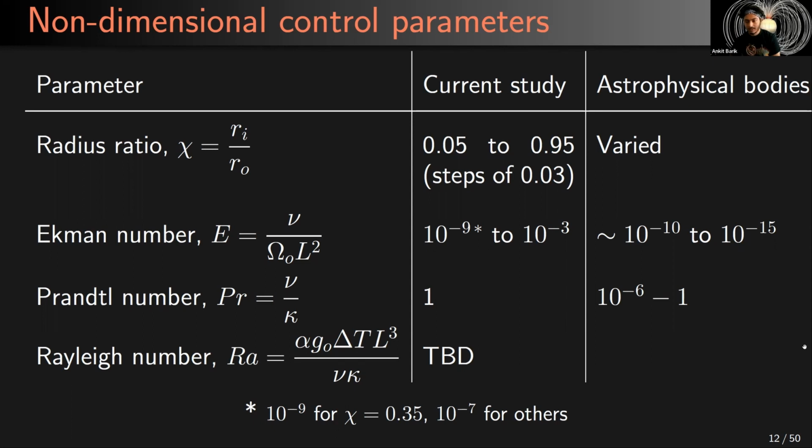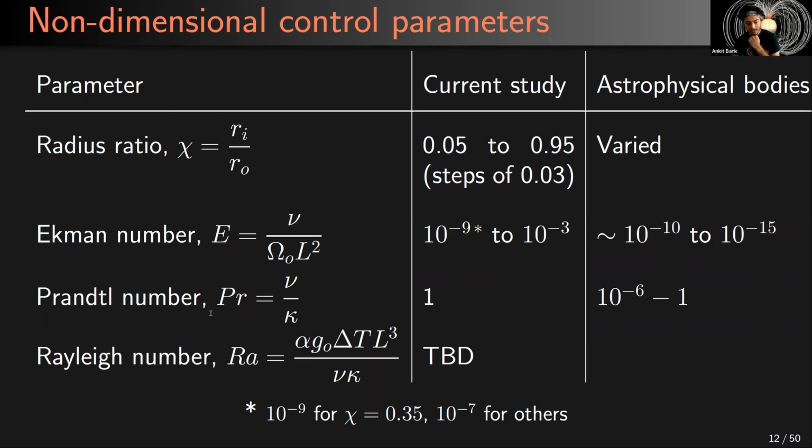The Ekman number, which gives the ratio of viscous drag to Coriolis force, usually varies from somewhere around 10 raised to the power minus 10 to 10 raised to the power minus 15 in astrophysical bodies. Can probably go lower if it's really rapidly rotating. In our study, we go down to 10 raised to the minus 9 for an Earth-like geometry, and minus 7 in all other cases.